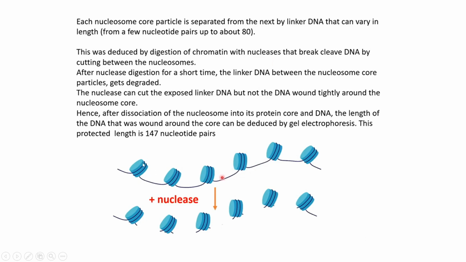because the protein is attached to that DNA, and because the protein is present, the nuclease will not cut that DNA part. After dissociation of the nucleosome into protein, the length of the DNA that was wound around can be determined, and this protected length is 147 nucleotide pairs. That is how you get to know how much DNA is attached to the histone protein.